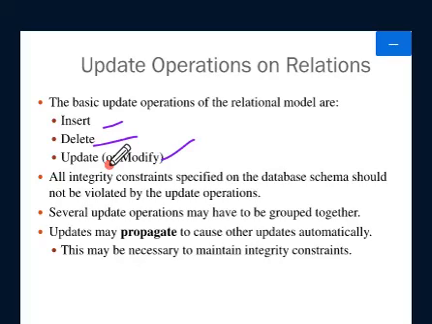It is violating the constraint that I told the DBMS, to take only integer values, but it is accepting character values also. At that time it is violating the constraint. So several update operations may have to be grouped together. Updates may propagate to cause other updates automatically. They may be necessary to maintain integrity constraints.